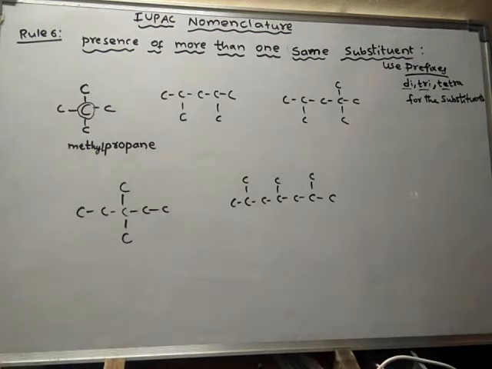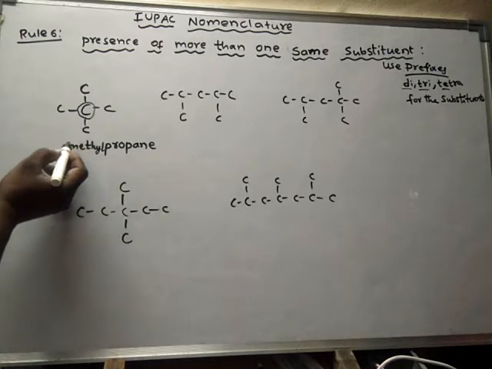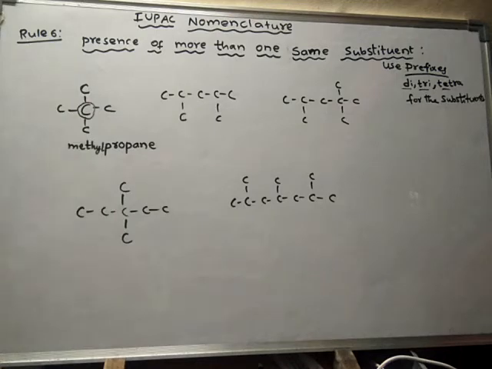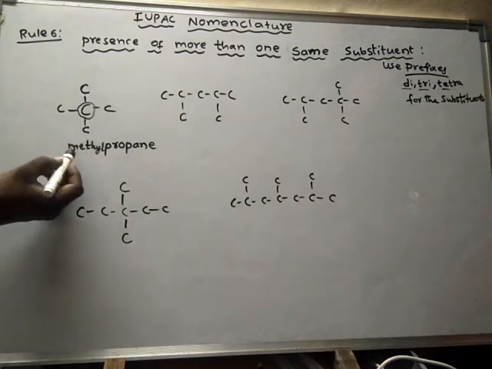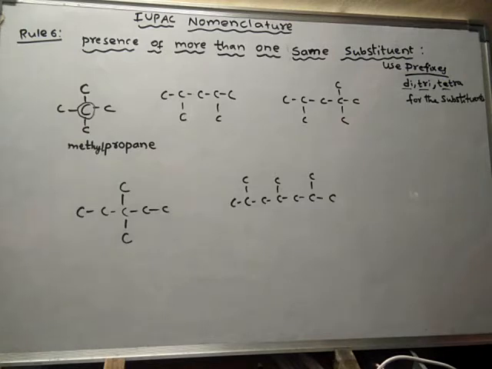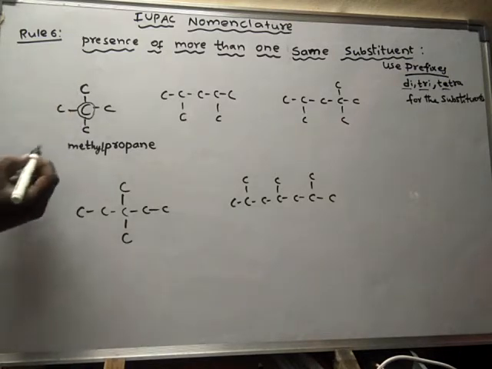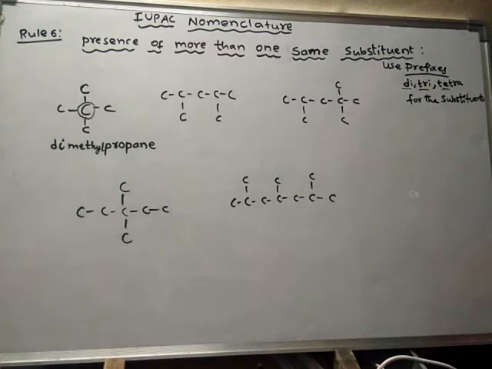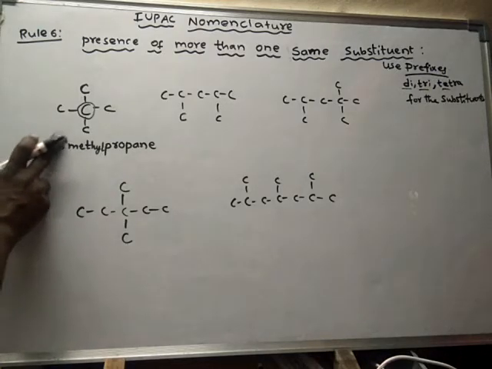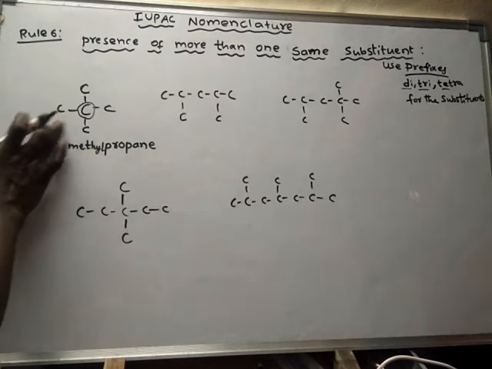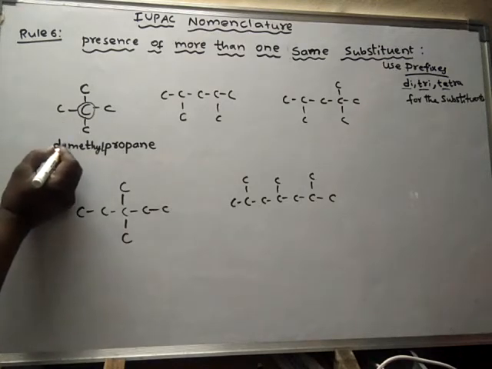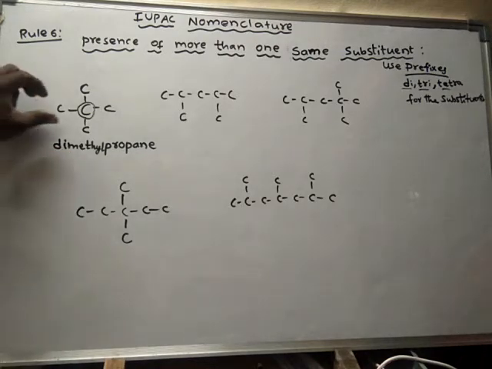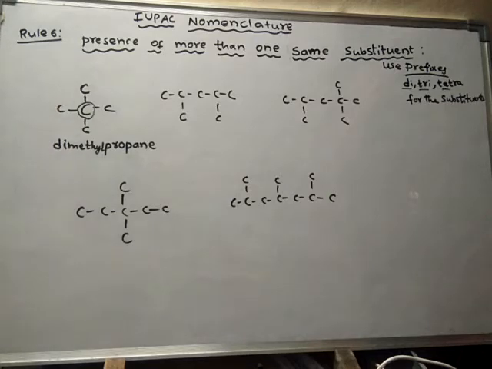Before this substituent, we have to write the positions of the substituents. So here on which carbon the methyl groups are present and how many methyl groups are there. There are two methyl groups. Hence, this substituent will get the prefix di. Di indicates two in number. So it is a dimethyl propane.